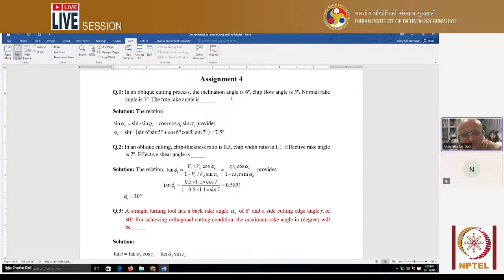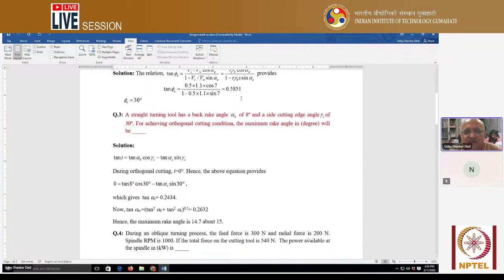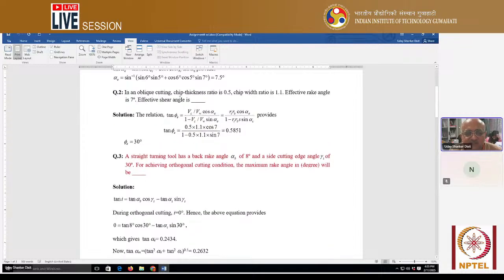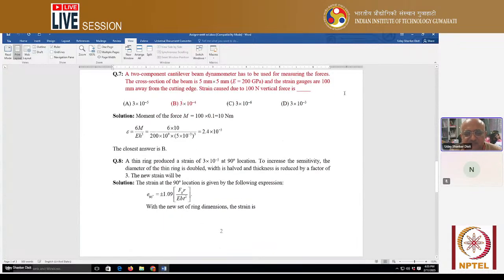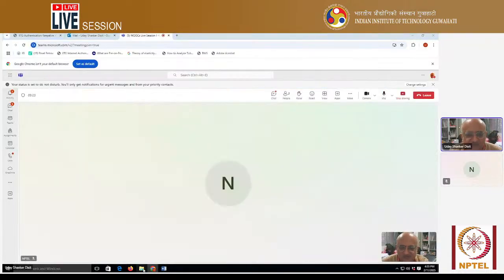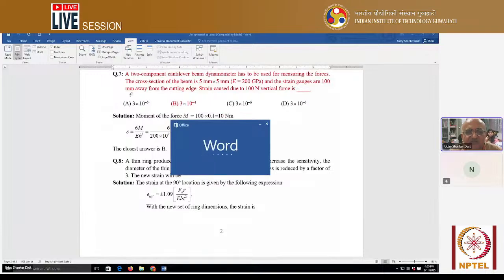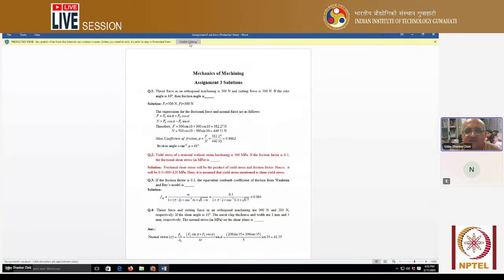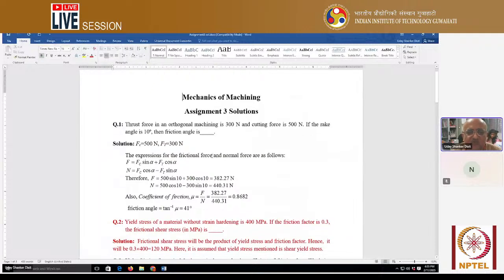Like that I will be telling some typical examples. Now these are also formula based questions. In oblique cutting, mostly they are all formula based questions. But let me go to assignment 3, because there may be something conceptual also. Okay, assignment 3.